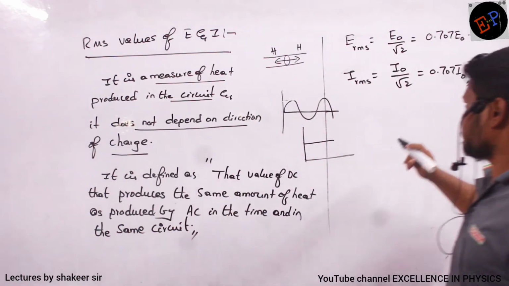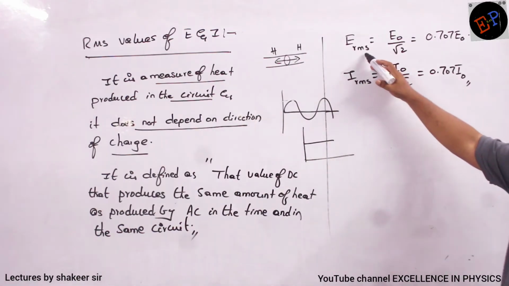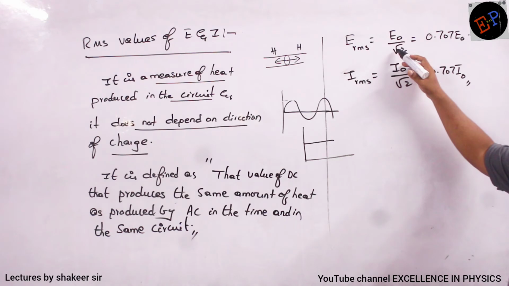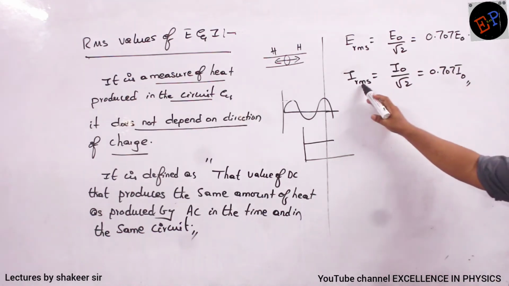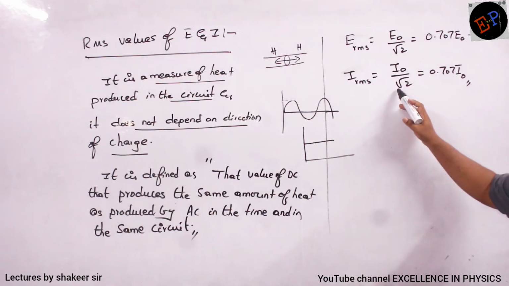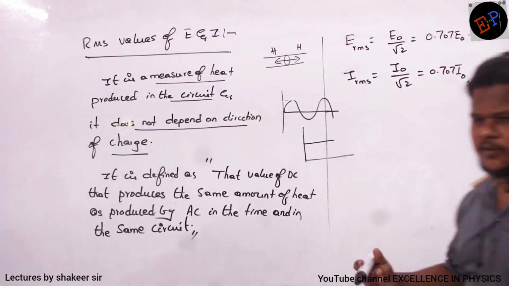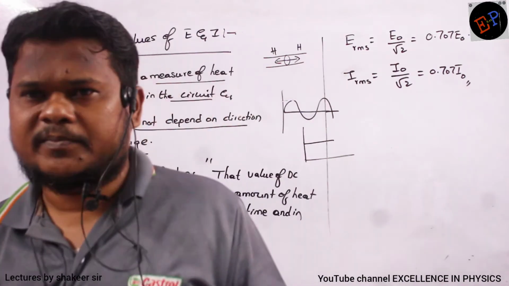And the values are like this. So ERMS value is how much? E naught divided by root 2. Root 2 can be written as 0.707 also. And IRMS is I naught divided by root 2. So 0.707 I naught. These are the RMS values. Okay? Right.